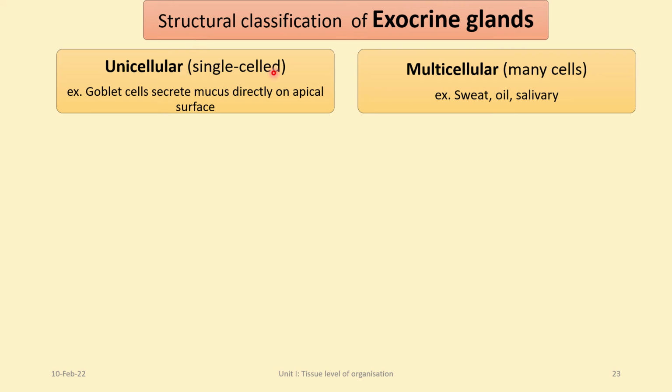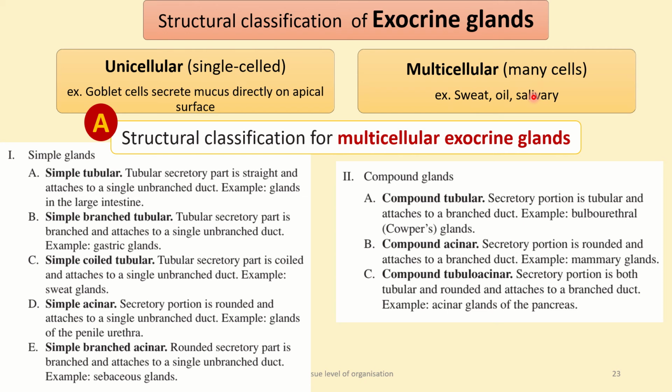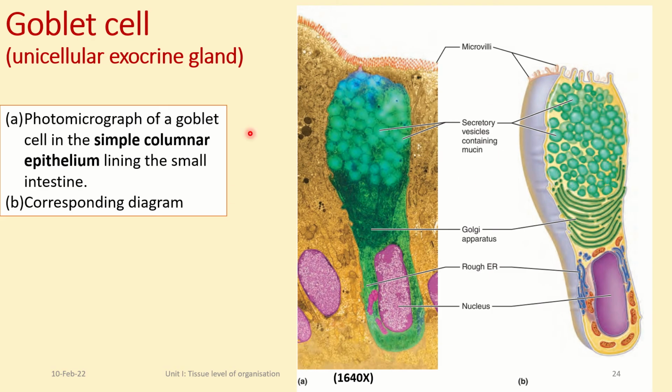They could either be a single cell, which is unicellular, for example, the goblet cells, which we talked of earlier, which are responsible for secreting mucus directly onto an apical surface. And the other type are the multicellular, which have many cells, for example, sweat, oil, or salivary glands. Let's talk about the structural classification of the multicellular exocrine glands. Why? Because the unicellular glands are just the goblet cells that we've talked about earlier, which look something like this.